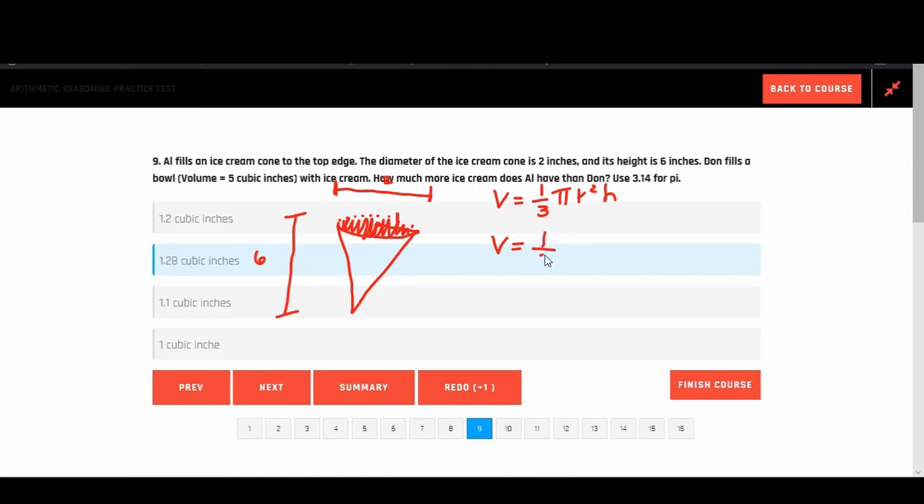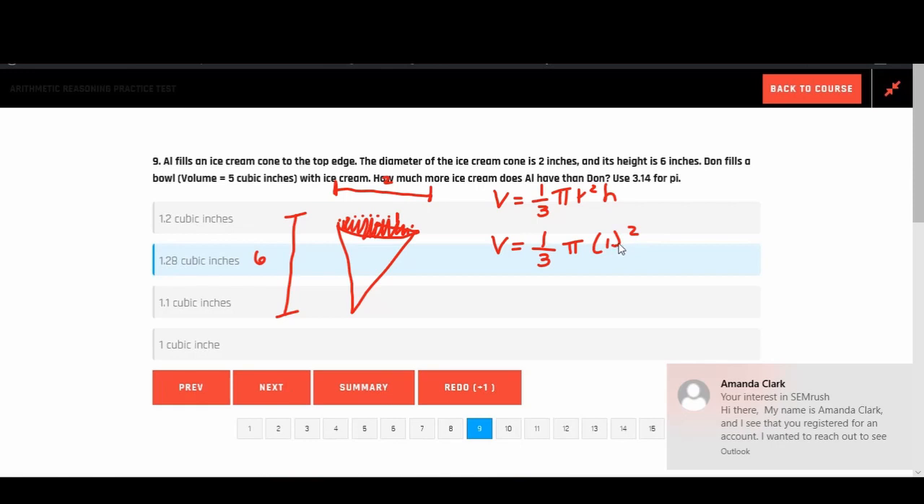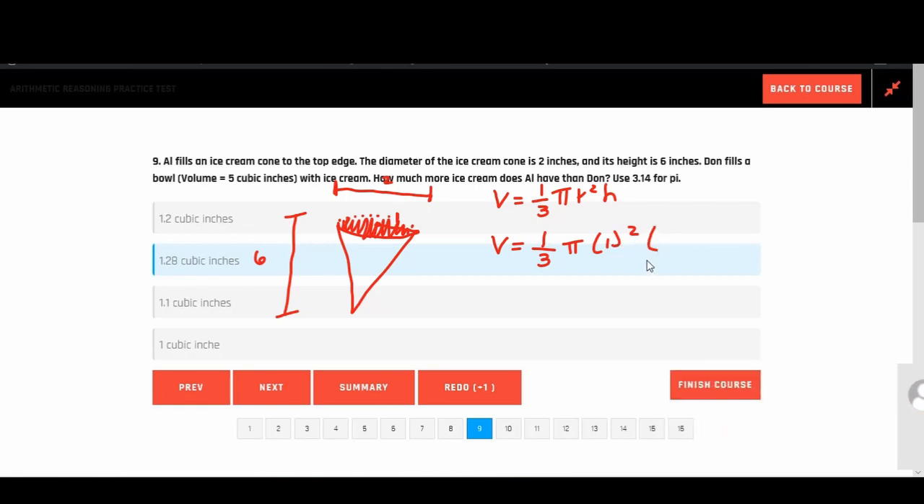So volume equals 1/3 pi. Radius, as I said, was 1 squared. And the height, as I mentioned, is 6. Okay, let's go ahead and work that out.